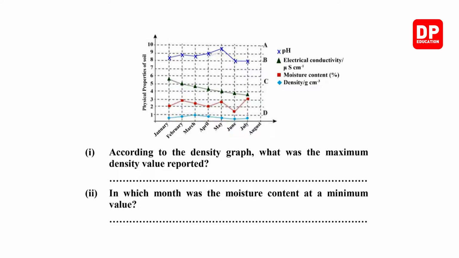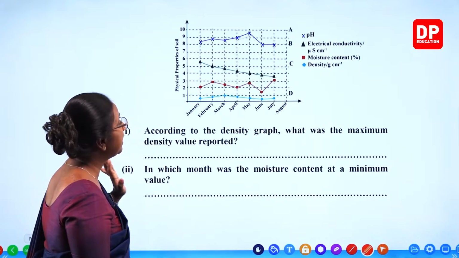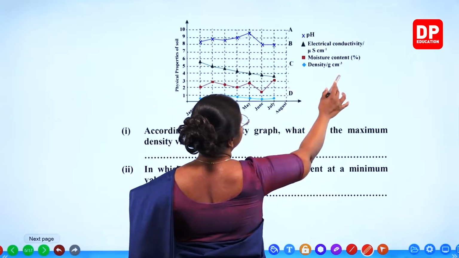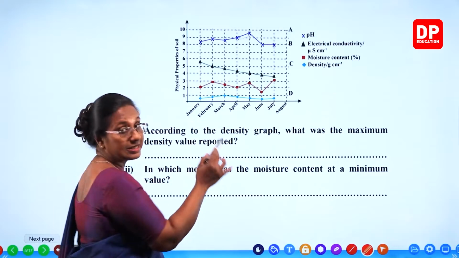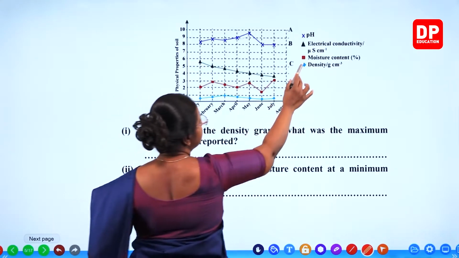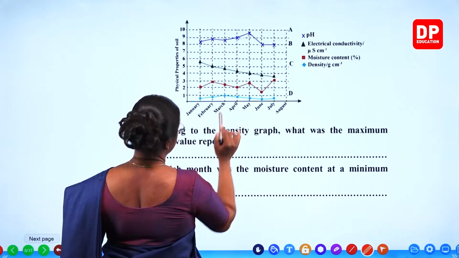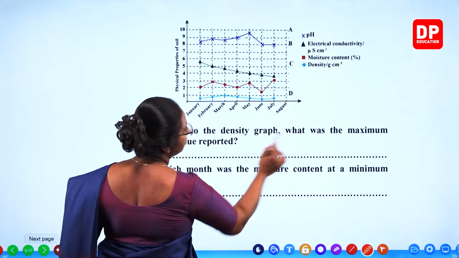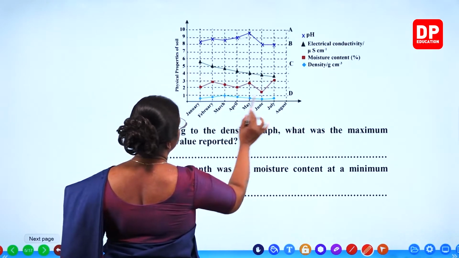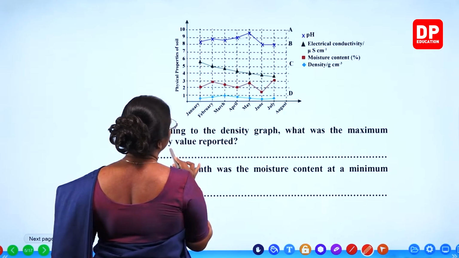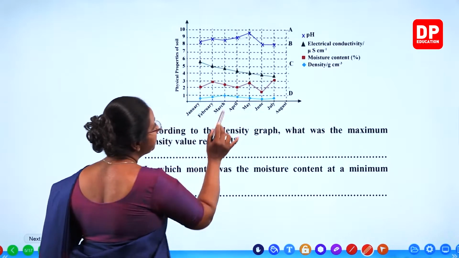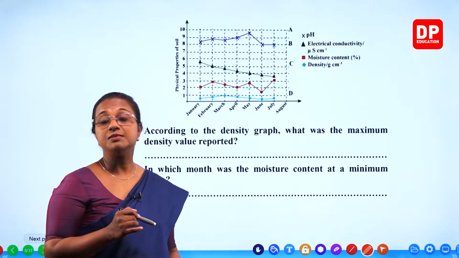Here you can see the same graph is given, so you can answer based on that. First one, according to the density graph, what was the maximum density value reported? Maximum density value. What is the density graph? Here you can see the blue color one. Here it is colored, but in your paper it will not be colored, this particular diamond shape. So if you look at it, highest density, you need to give the maximum density. Look at the values. Now this part in March has the maximum density. The value is 1, but it has to be in grams per centimeter cube.